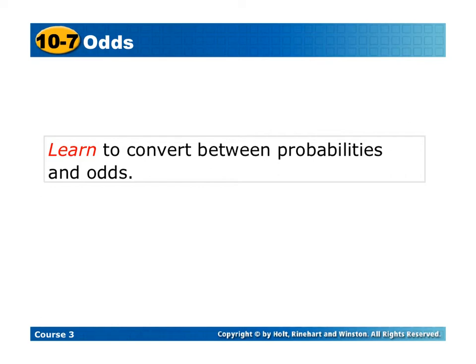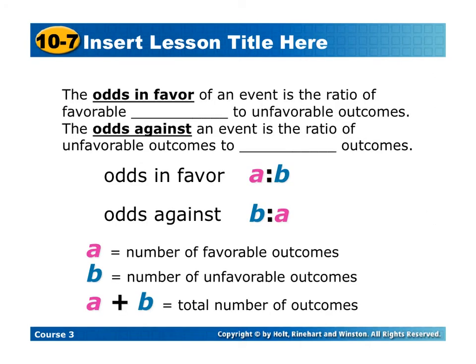Alright, so today we're going to be taking a look at the difference between probabilities and odds. When it comes to odds, there's two ways to look at it. There's what are called odds in favor and odds against. So odds in favor of an event is just the ratio of favorable outcomes to the unfavorable ones. And then the odds against is just the opposite. So it's the ratio of unfavorable outcomes to the ones that are favorable.